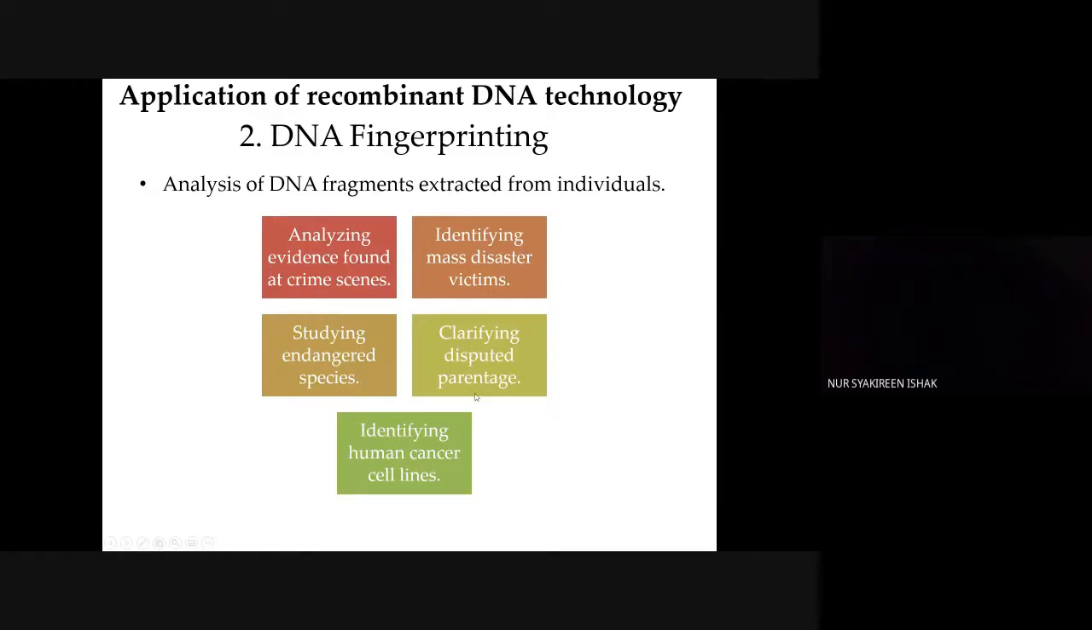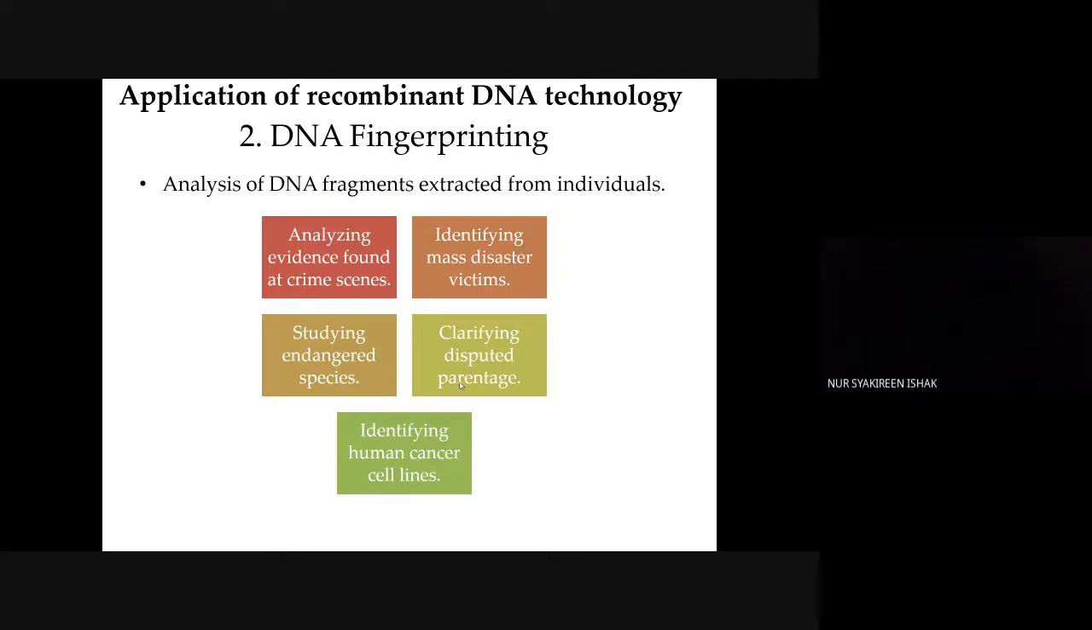clarifying disputed parentage. So ada ibu ni, tak payah nak buat test, memang ibu tu yang keluar beranakkan anak dia, tapi yang the father. So the mother accuses that guy as the father of her child, tapi laki tu dia tak nak mengaku.